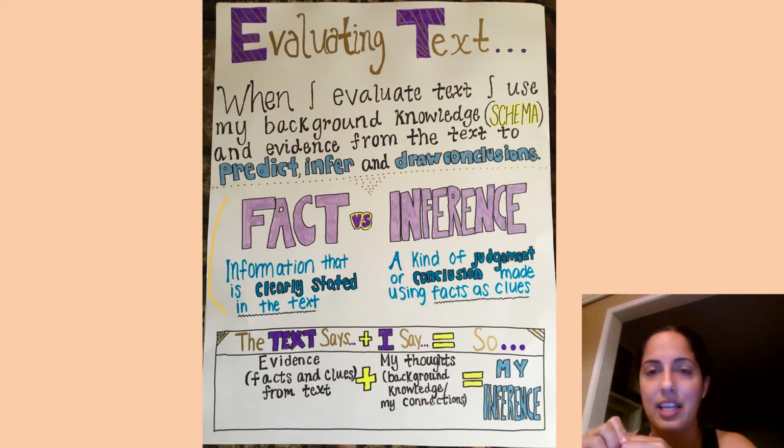A fact is something that is in the text. It's there, no arguments about it. Then an inference is what you make from the facts. It's like your prediction, your judgment using the facts.